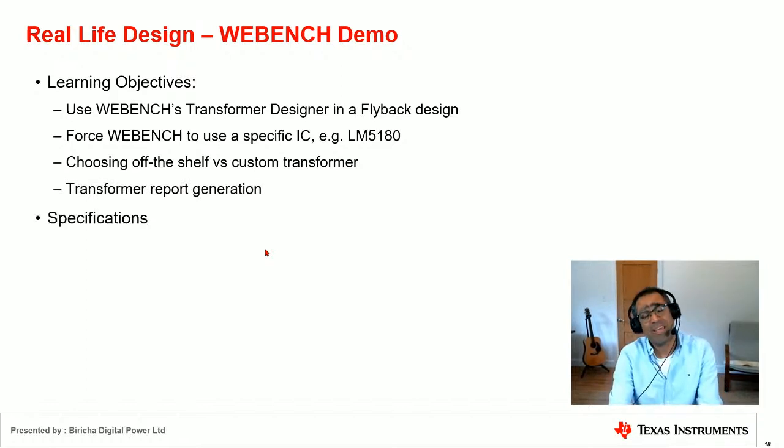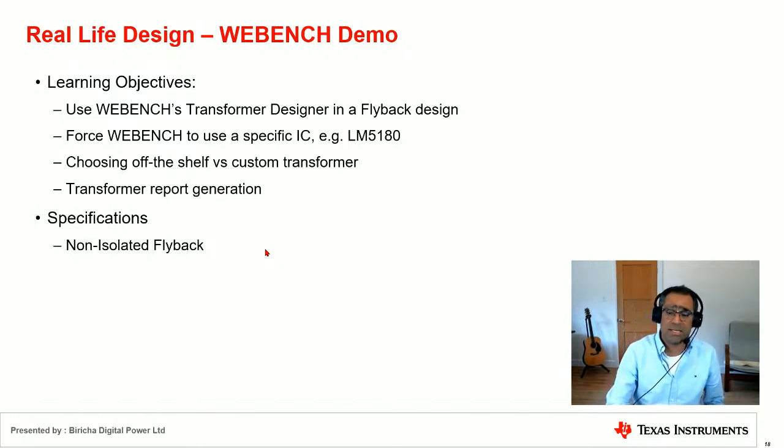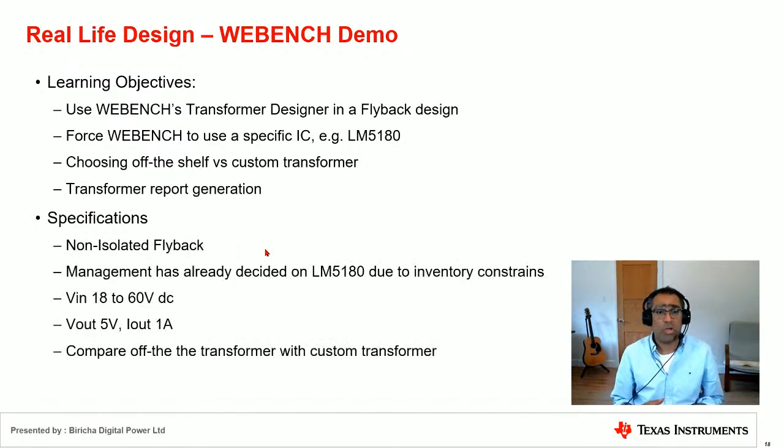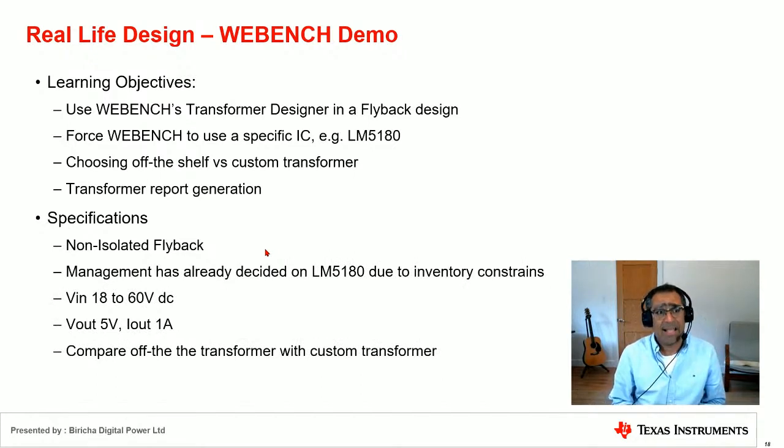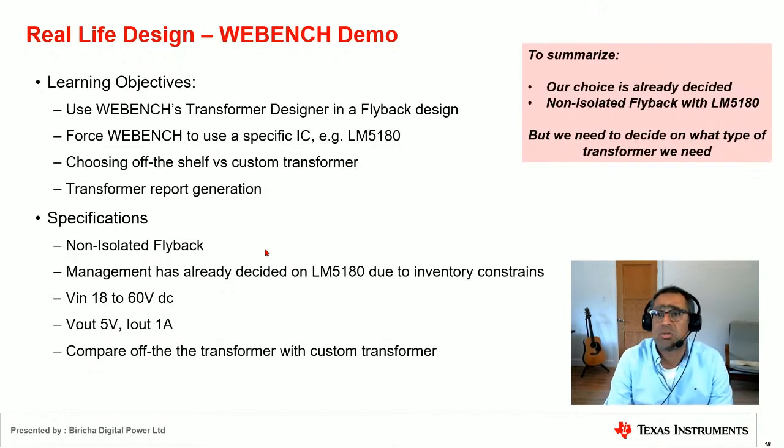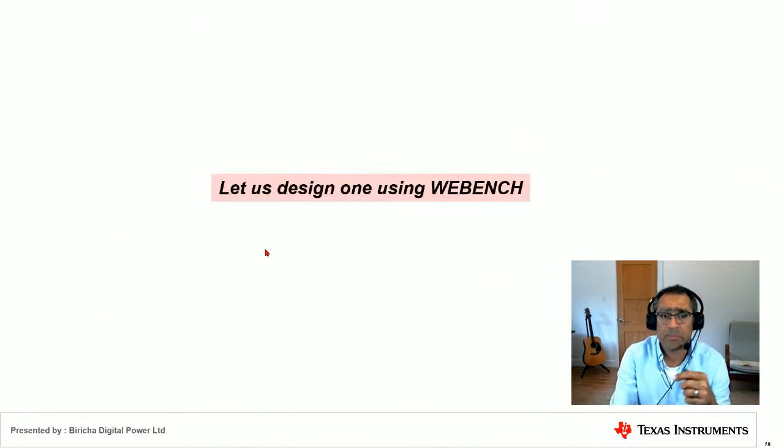Okay, the specification for what we are going to do is going to be a non-isolated flyback, and then we're going to use LM5180 because the management has already decided that, and input voltage is going to be between 18 to 60 volts, and output voltage is going to be 5 volts and 1 amp, and then we're going to do a little bit of comparison. So to summarize, the choice has already been made. It's an isolated flyback with LM5180, but we need to decide on what type of transformer. Okay, so let us now go back to WEBENCH and see how we can do on this demo.